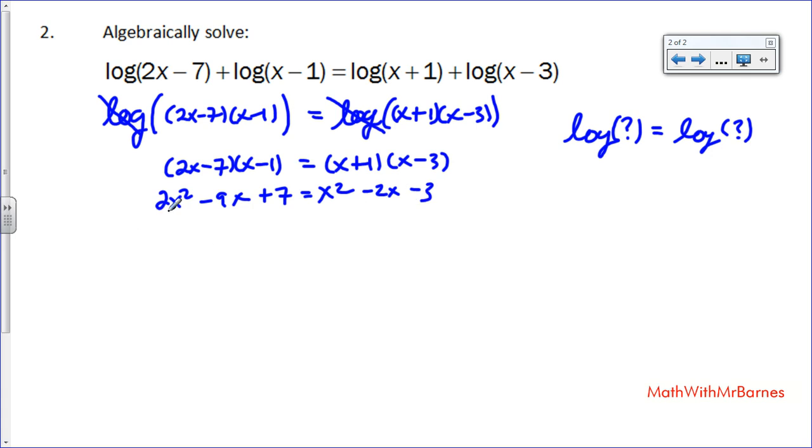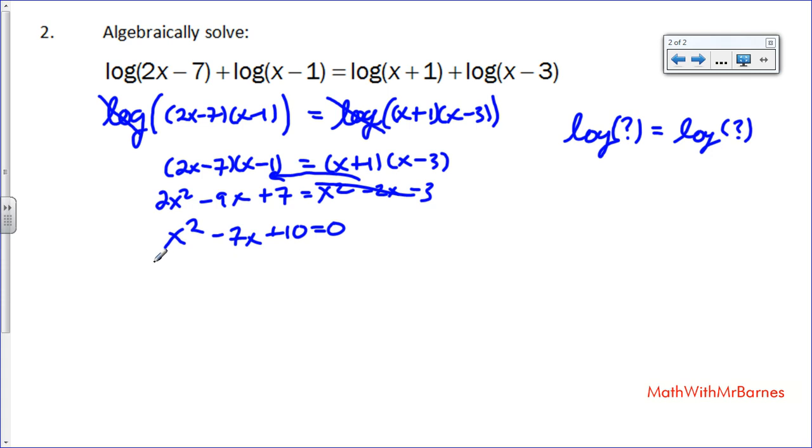So now I got to simplify, so I'm just going to take everything on this side and bring it over here. So 2x squared, I'm going to subtract x squared from it, so I'm left with x squared. And then I add 2x to both sides. I think that's 2x, yep. So add 2x, so it's going to be minus 7x. And then I'm going to add 3, so it's going to be plus 10 is equal to 0.